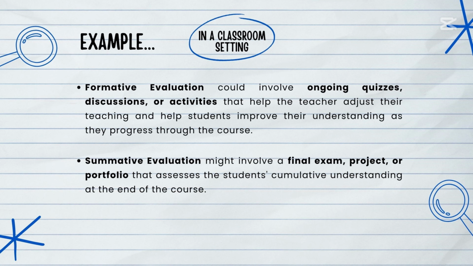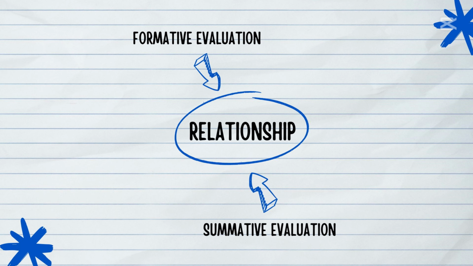Now here is an example for the formative evaluation and summative evaluation in a classroom setting. So in formative evaluation, it involves ongoing quizzes, discussions, or activities that help the teacher adjust their teaching and help students improve their understanding as they progress through the course. And for summative evaluation, it involves final exams, projects, or portfolios that assess students' cumulative understanding at the end of the course.